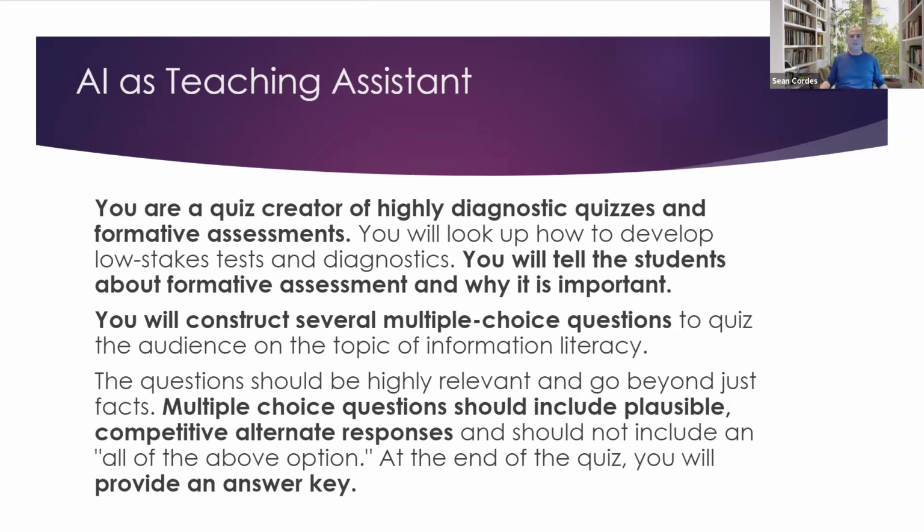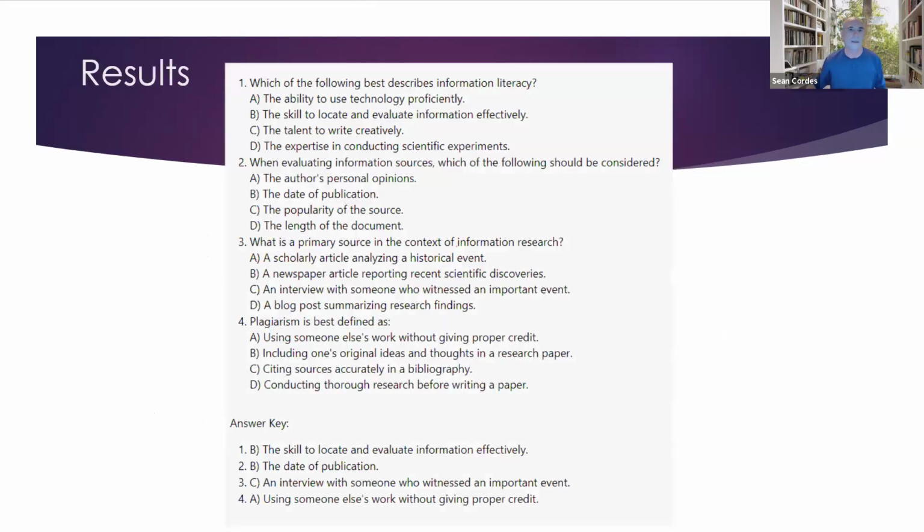Another thing I could do is have it give examples of correct and incorrect answers just as easily as I asked it to do this. And so I'm just going to show the quiz here. This is what it came up with, and it gives me 4 pretty good questions based on the objectives. So what describes information literacy, things to consider when evaluating information, what a primary source is, and how plagiarism is defined. And you can see at the bottom, it gives me an answer key.